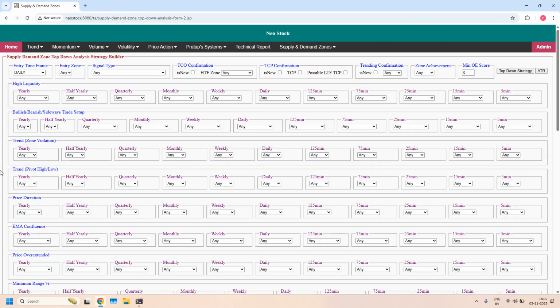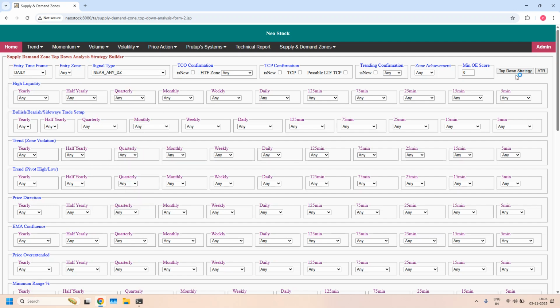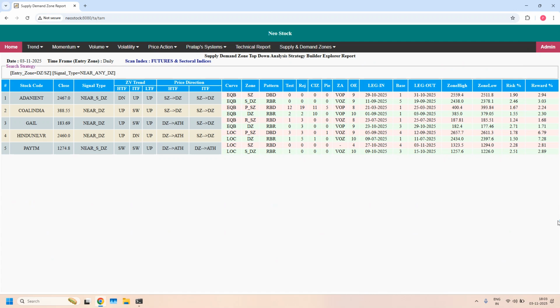Okay, now I am generating supply demand zone reports. First I will generate finding the stocks near daily and 75 minutes demand zones, and from that list you can identify high priority, high liquidity demand zones, and you can apply the high liquidity zone strategy that you learned in lesson 21.3 video. Okay, for daily time frame, stocks near to the daily demand zone, we got 5 stocks.